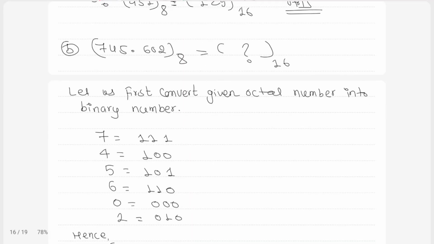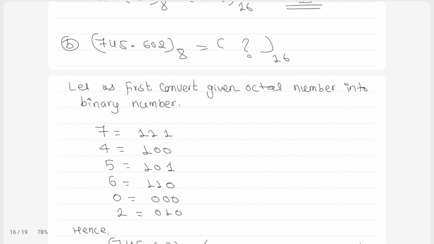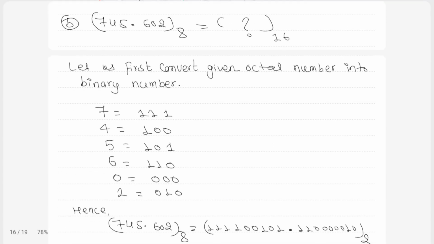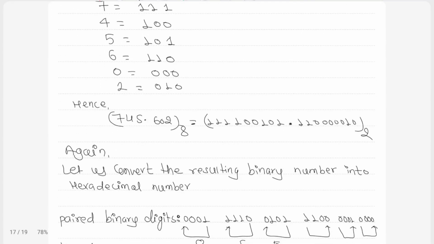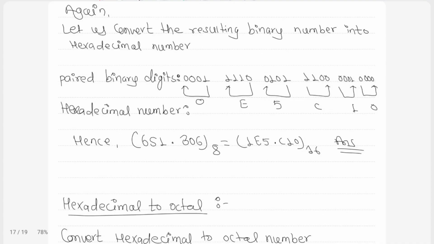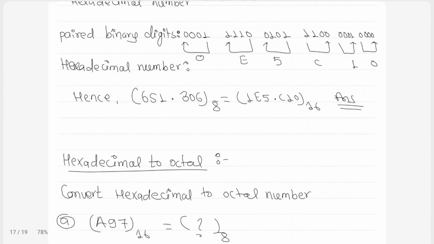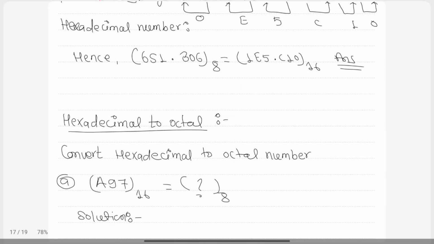we take octal into binary. First of all we convert octal into binary, and then after again we convert the binary value into hexadecimal. We take a 4-digit combination, and then after we have another conversion, that is hexadecimal to octal conversion.